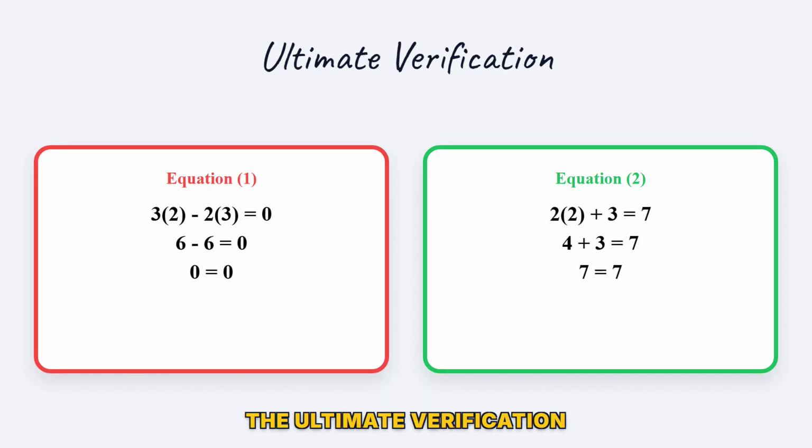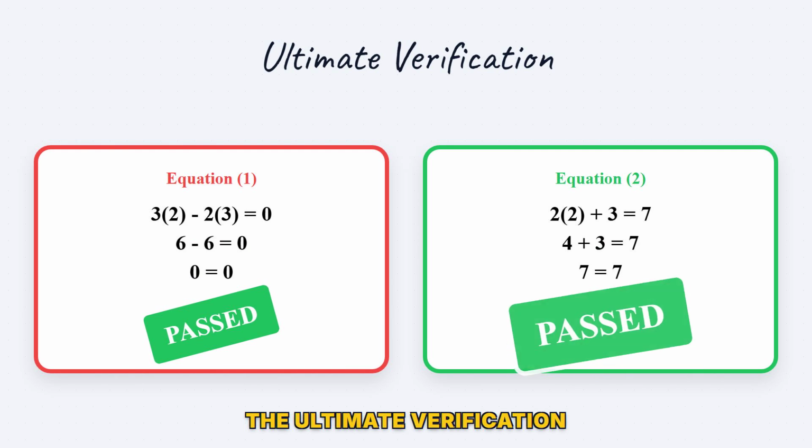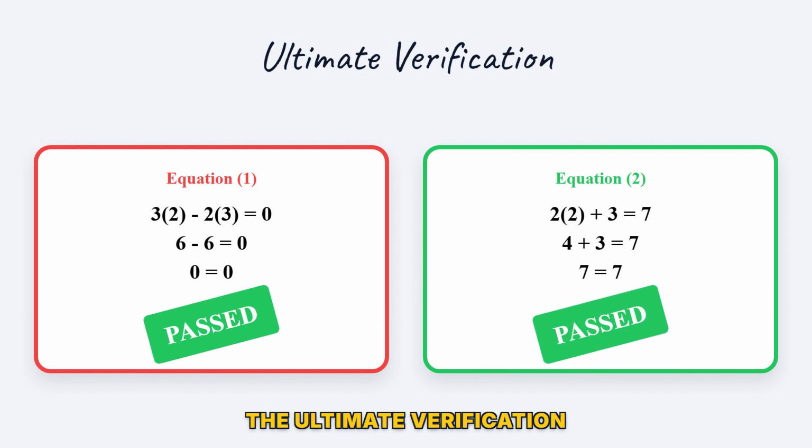A true mathematical professional always verifies their field data. Let's test our answers simultaneously against both original equations to be 100% certain. For equation 1, 3 times 2 minus 2 times 3 equals 6 minus 6, which equals 0. True. For equation 2, 2 times 2 plus 3 equals 4 plus 3, which equals 7. True. These values satisfy both equations.